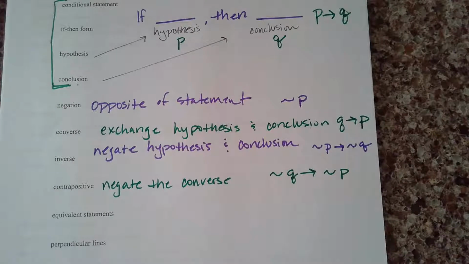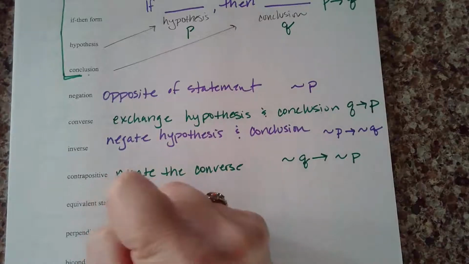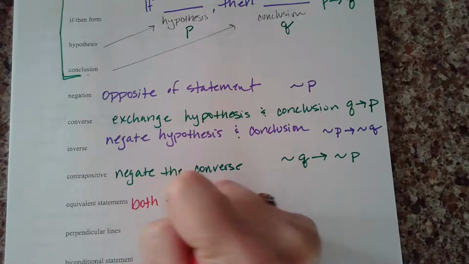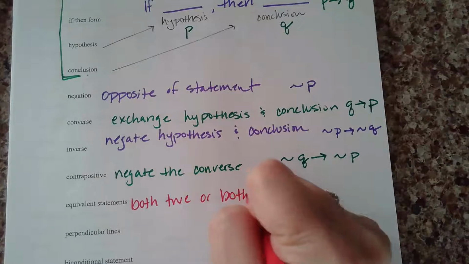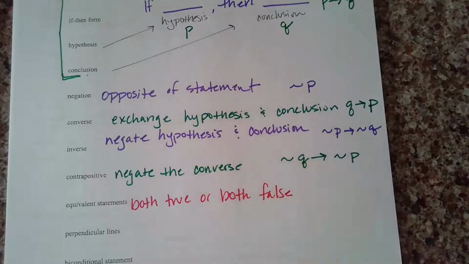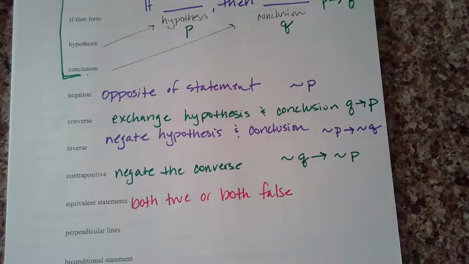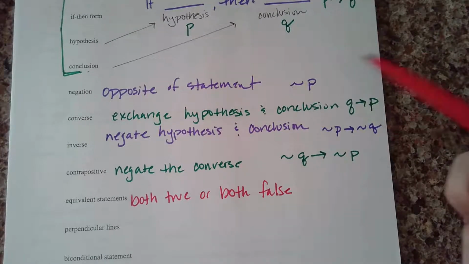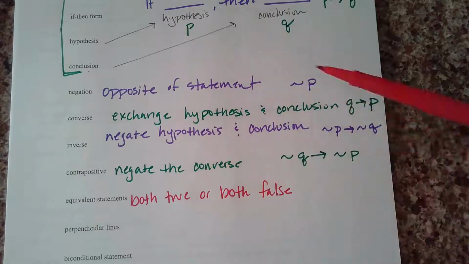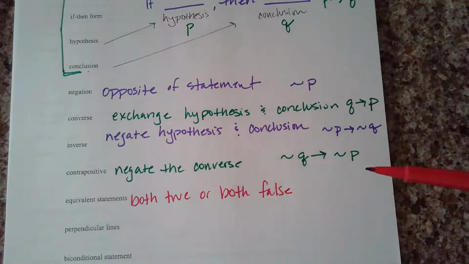So equivalent statements. Basically, equivalent statements are statements that are either both true or both false. You'll see this with various examples in the book, and of course you're always welcome to do more problems than what I give you for practice. Basically, they're just looking at if I said if today is Monday, then I go to school, is that true or is that false? And so what we're looking at there is equivalency.